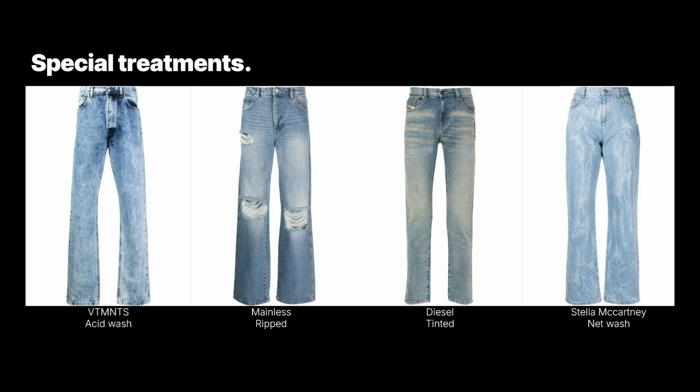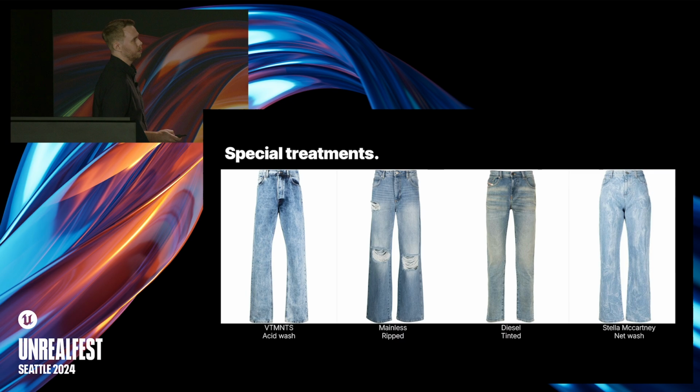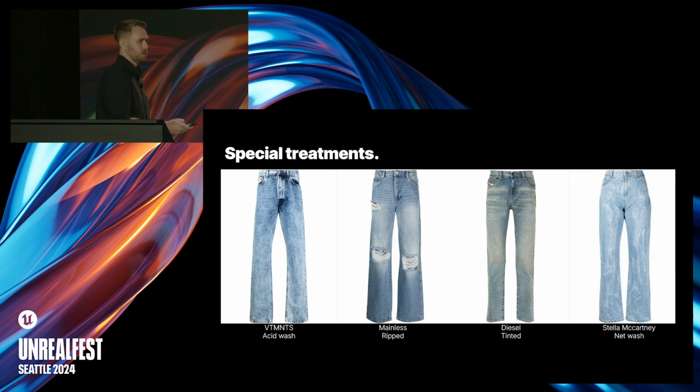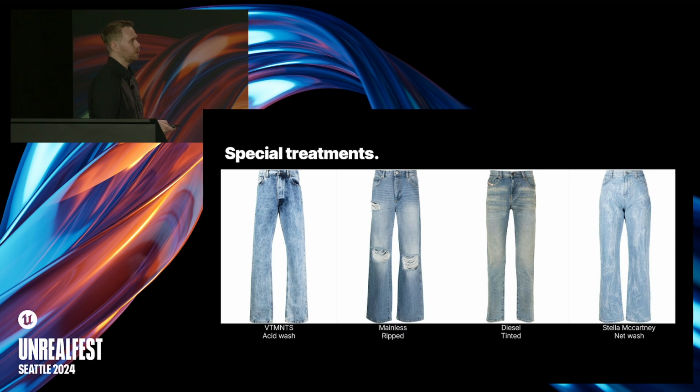You can tint it with certain chemicals to get usually a more yellowish look, if that's what you want. And you can also do something called net washing, where you take a bunch of fabrics, put them in a net, and throw them in the washer. The abrasion from that creates these organic, semi-random patterns on the wash.